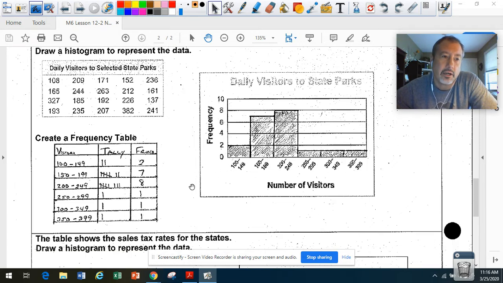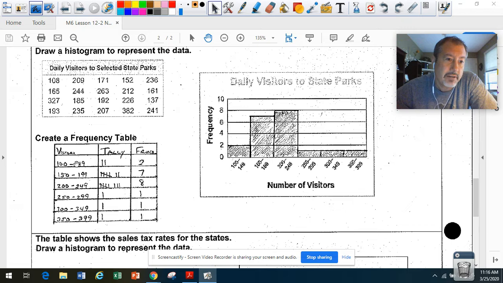So here we go. Here's our frequency table. It's a 3-column frequency table. So let's look at how we set this up. The first thing we're going to do is put our intervals down, the same as we have here on our histogram.